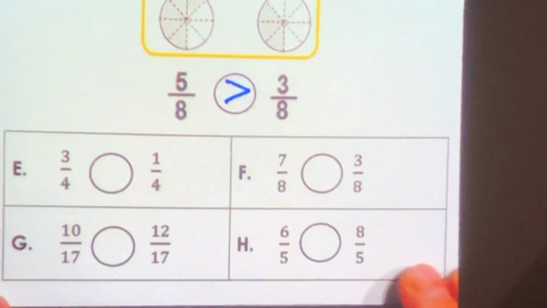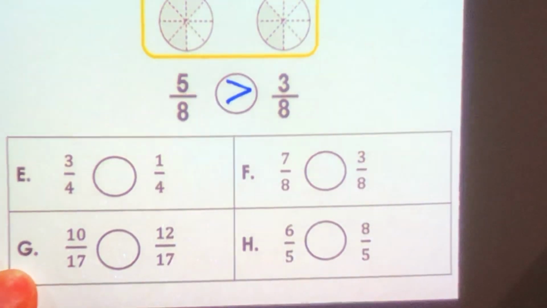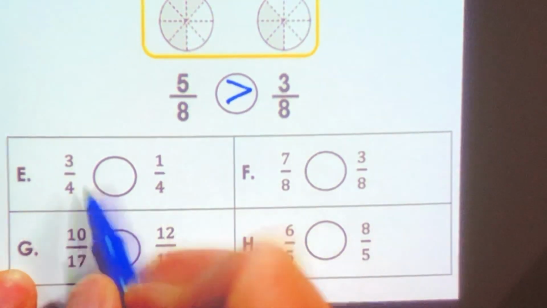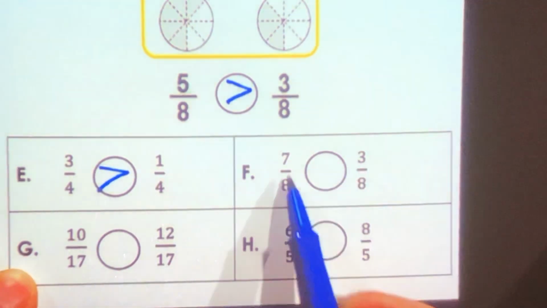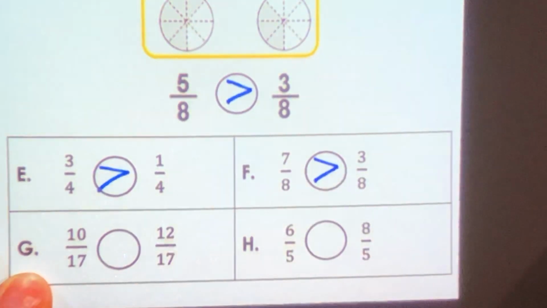So again, if you wanted to go ahead and hit pause and try these 4 examples on your own, that would be a good idea. Or if you're like, you know what, I would just want to watch and learn, that is fine too. So here I have 3/4 and 1/4. The denominators are the same. That means the pieces are the same size. So if I have 3 of the same size pieces, that's going to be more than just having 1. Same denominator, having 7 pieces is greater than having 3 pieces because the pieces are the same size.